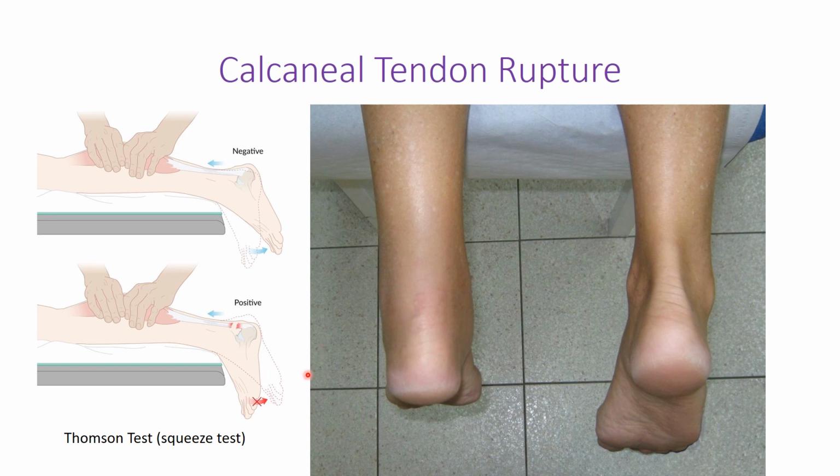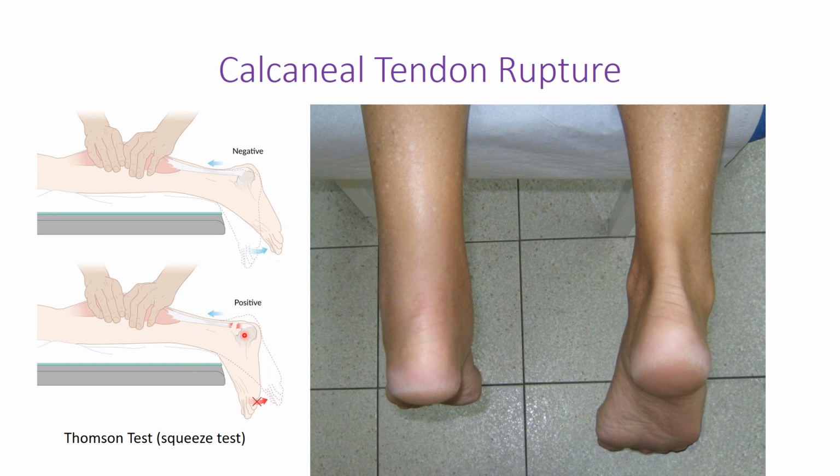There are 2 tests that are being shown here. One is the Thompson's test, or the squeeze test. You take the gastroc and the soleus, and you squeeze them in your hands. And what you're doing is you're causing artificial contraction. What should happen when you contract, if the tendon is intact, when you contract the soleus and gastroc, you should see the toes move downward, kind of like this here, toes moving down.